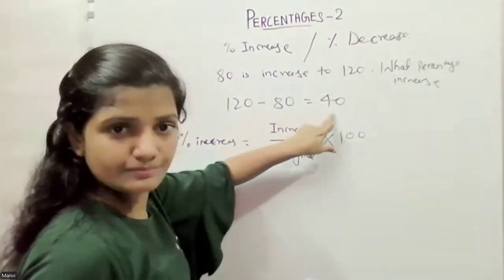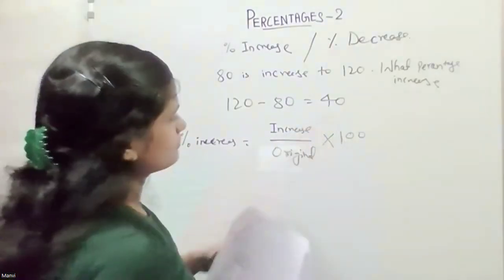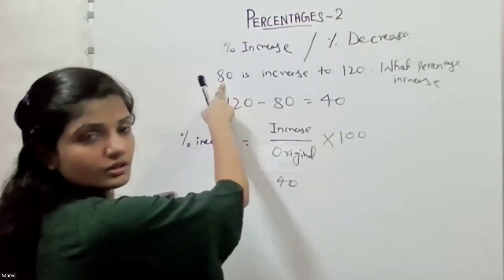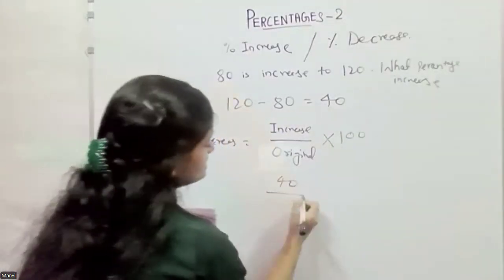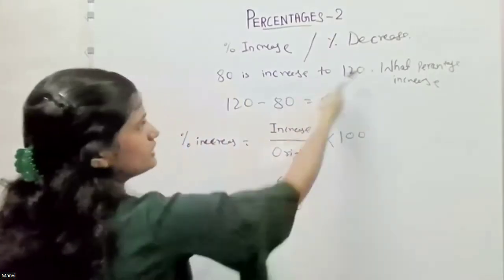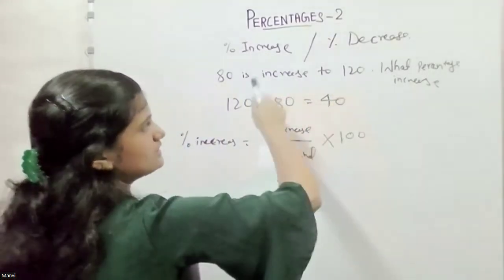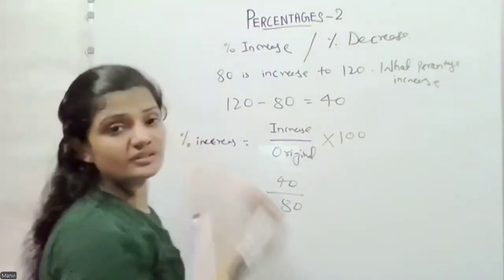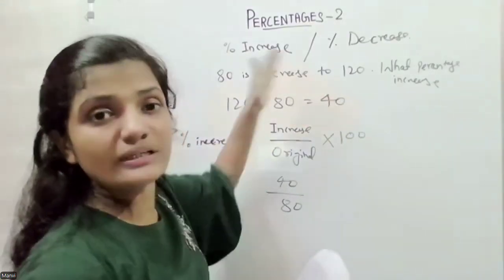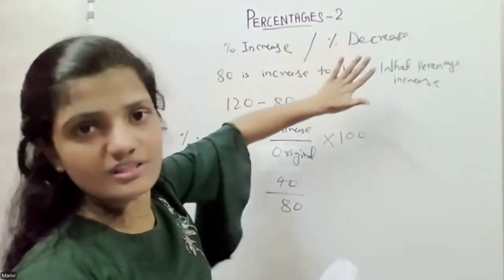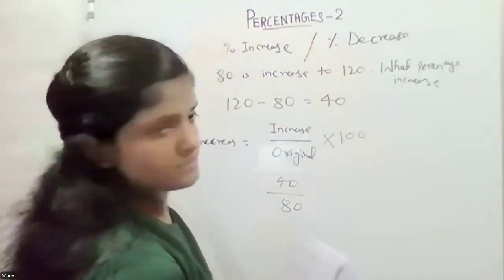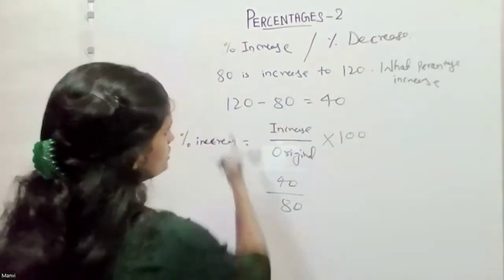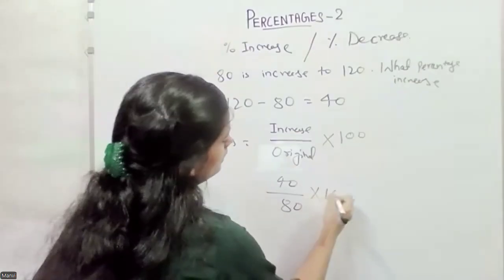It increased by 40. The original amount is 80, not 120. 120 was not the original; it increased to 120. Don't confuse this. What amount it increased to, or what amount it decreased to, that's not the original amount. The original amount was this. So the original was 80, and then times 100.